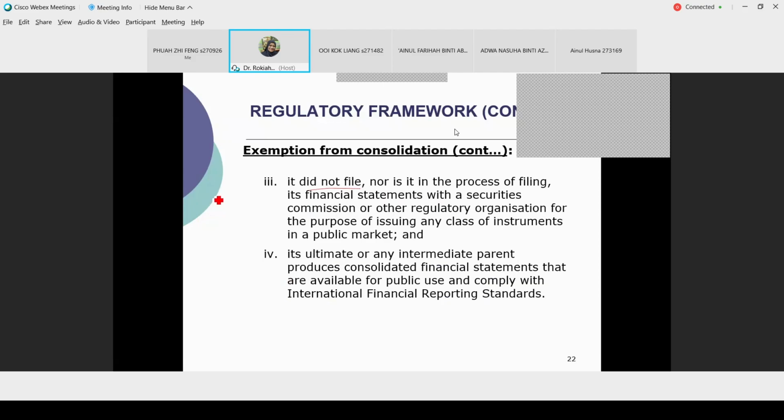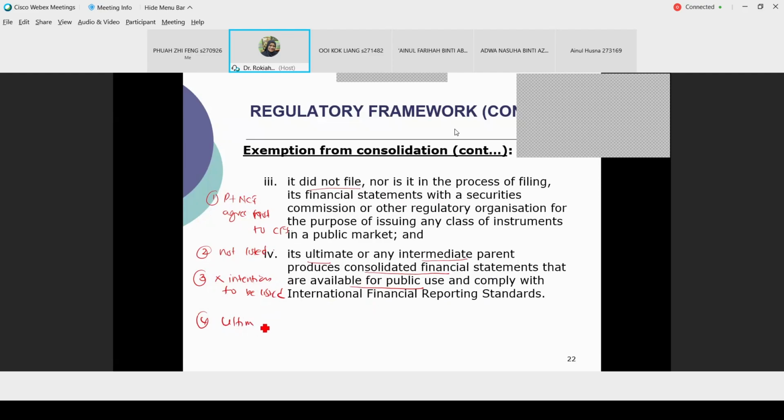Okay, what's the difference here? Again, the first one, agreement: parent plus NCI agree not to prepare. The second one, not listed: the company is not listed, so it is not subject to the standard. And then the third one, there is no intention to be listed. And then the fourth one here, the ultimate or any intermediate parent produces consolidated financial statements that are available for public use and comply with the standard.